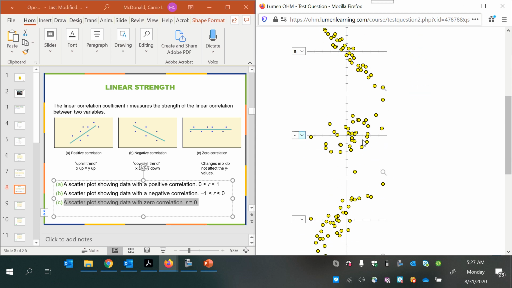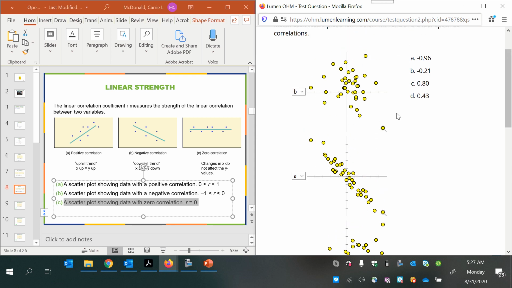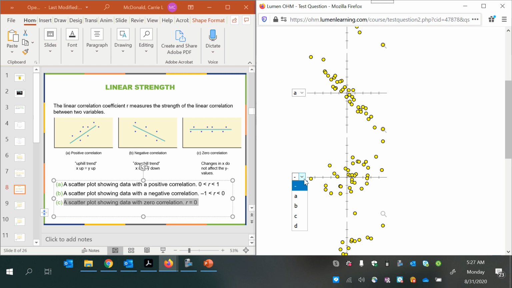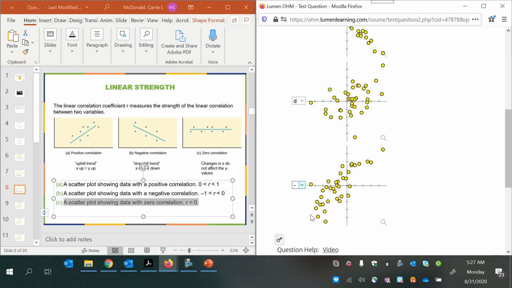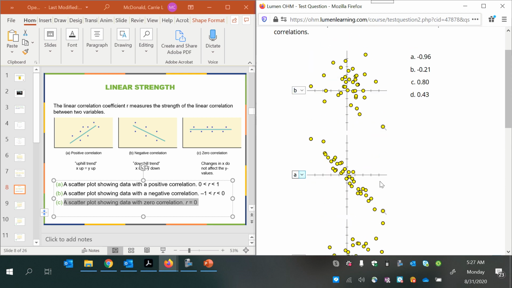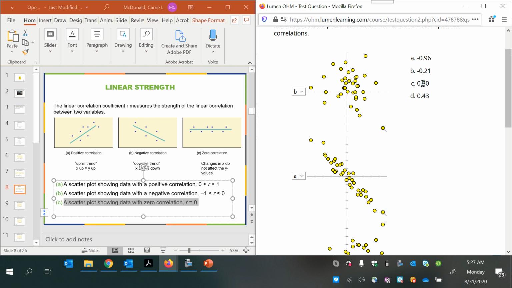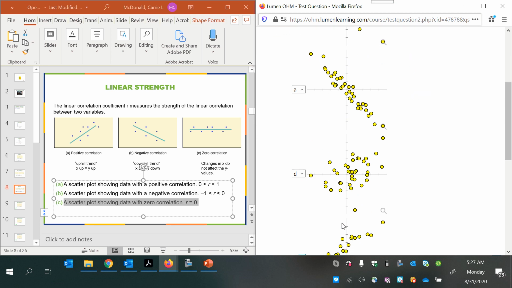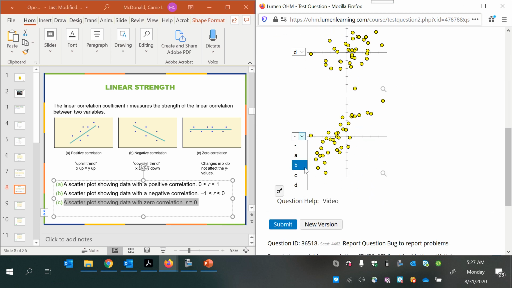And for this one, again, we see not much of a linear pattern, but it does look slightly upward from left to right. So I would look for a small value that's positive. So D looks like the best option there. And for this one, I see a stronger linear correlation, and it is from left to right, so it would be positive. So I'm looking for a positive value that's closer to 1, and that would be C.